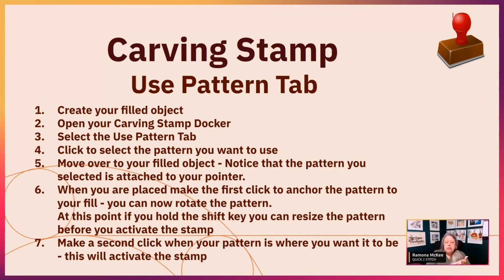When you place the pattern over your object and make the first left click, it's going to anchor the pattern to your object. And if you move your pointer, you'll see that it rotates. When you have it positioned exactly where you want it, left click again, and it will lock in your pattern and activate the stamp.